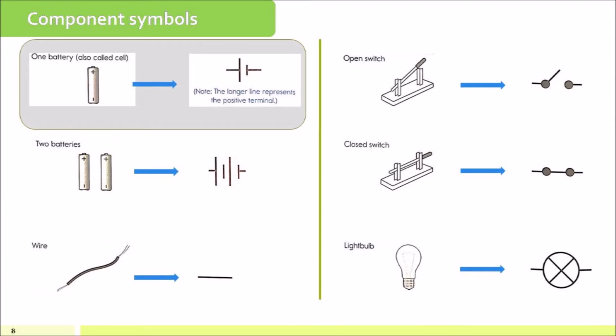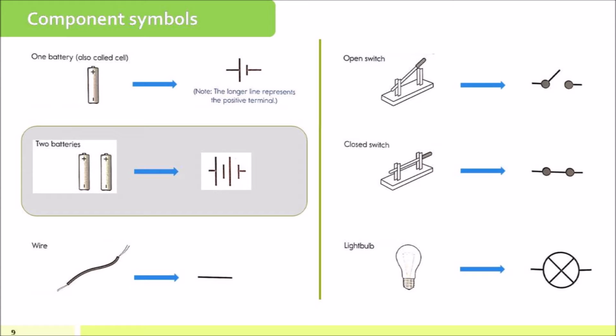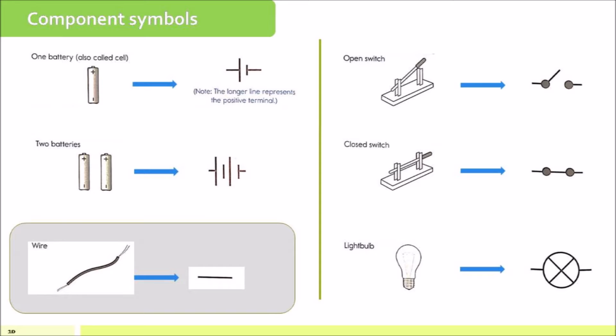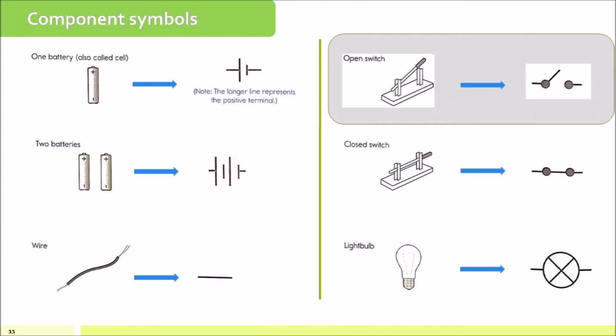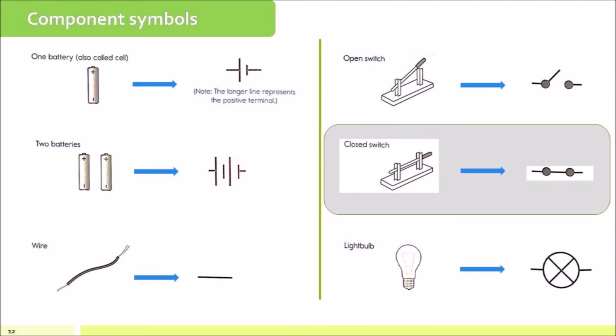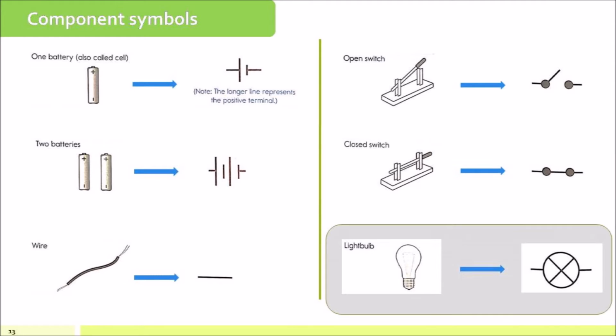In this slide, you're looking at all the components and their symbols that make up an electric circuit. The first symbol shown is the 1 battery symbol. And this is the 2 battery symbol used in an electrical circuit model. The wire symbol, an open switch symbol, and a closed switch symbol. And finally, the light bulb symbol that is used in an electric circuit model. And that is all the 6 symbols that you will be seeing in any model made for an electric circuit.